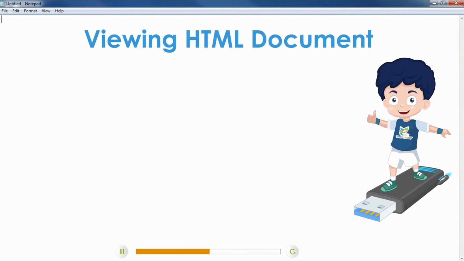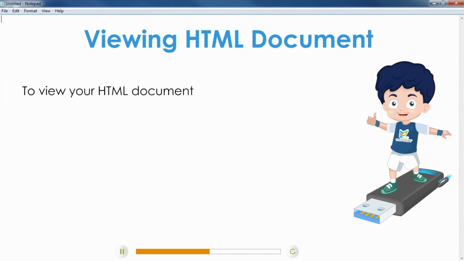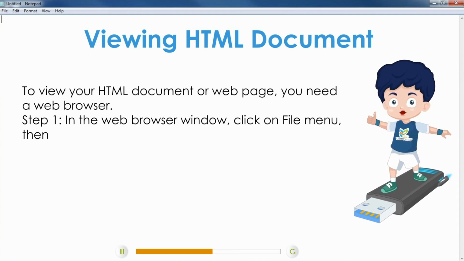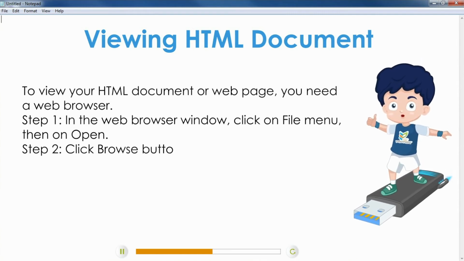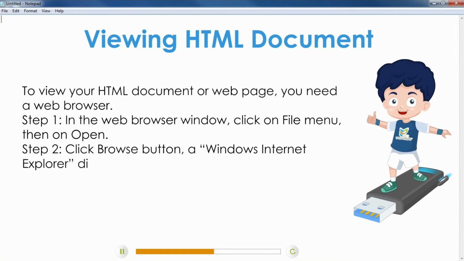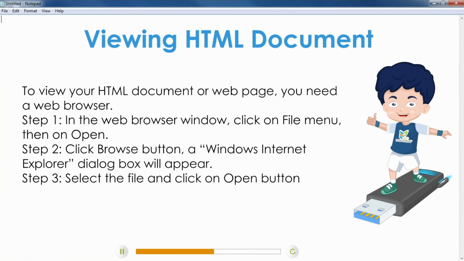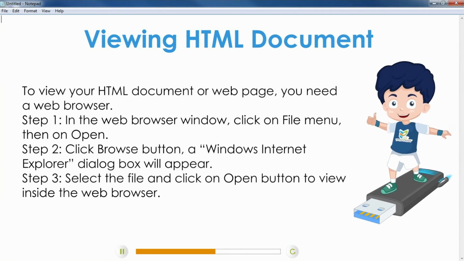Viewing an HTML document. To view your HTML document or web page, you need a browser. Step 1. In the web browser window, click on the File menu, then Open. Step 2. Click the Browse button. A Windows Internet Explorer dialog box will appear. Step 3. Select the file and click on the Open button to view it inside the web browser.